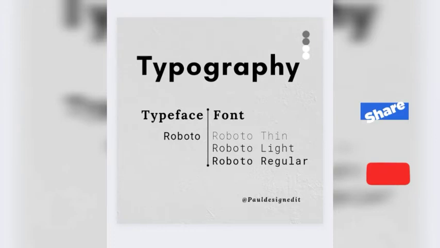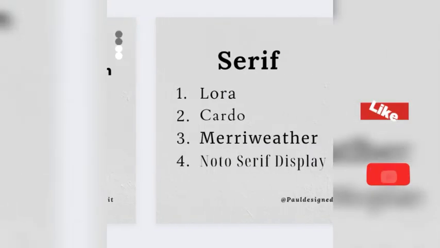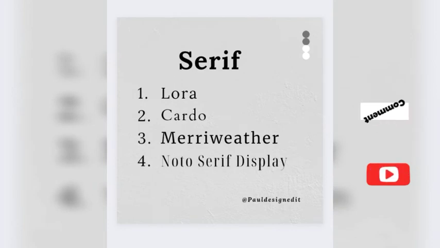All right, now for the purpose of this tutorial, we'll be looking at only two type classifications. Number one is serif, and number two is sans serif. Now, what is a serif font? Serif fonts are fonts that have decorative strokes that finish off the end of a letter stem.